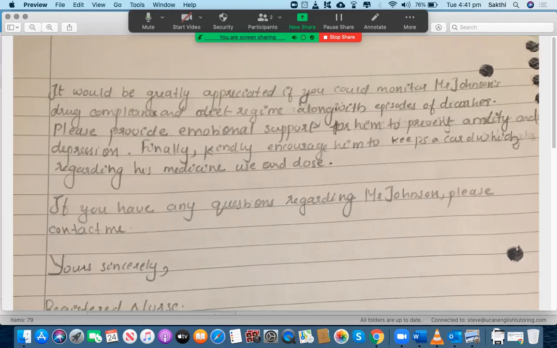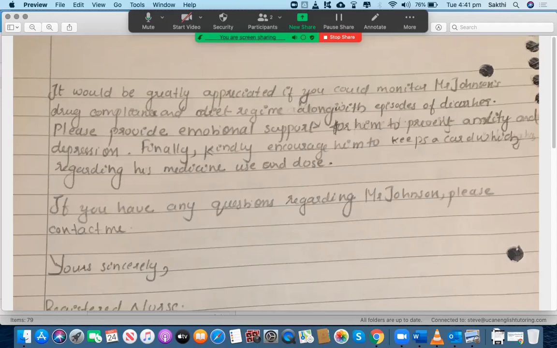This time I will. Regarding his medicine use and dose. Okay, finally, kindly encourage him to keep a card which regarding. No, I don't understand what you're saying. So there is a card. So you're asking him to keep a card or what? Keep a note of what? What do you want to say here? I also didn't understand that. That is what they mentioned.